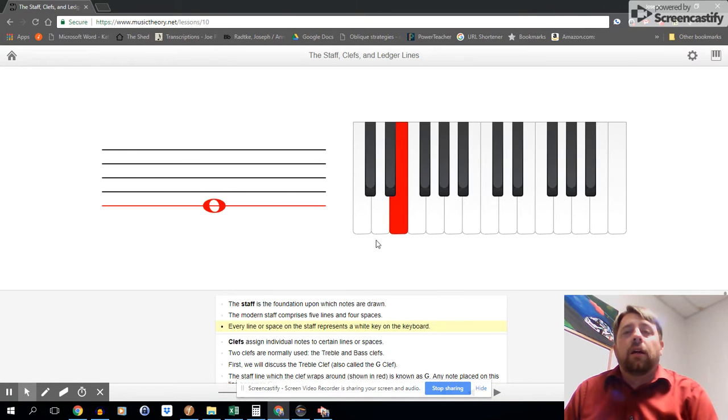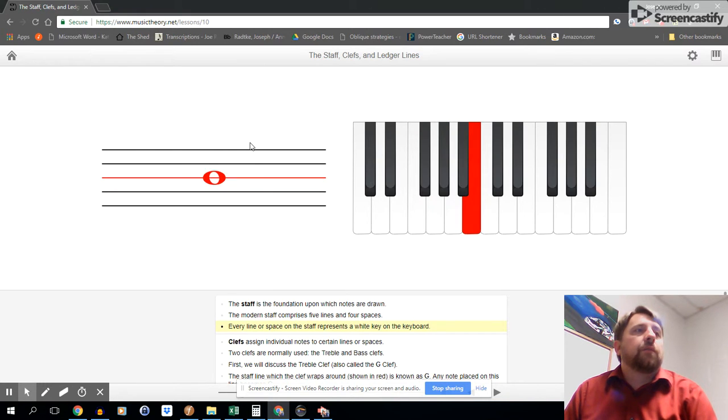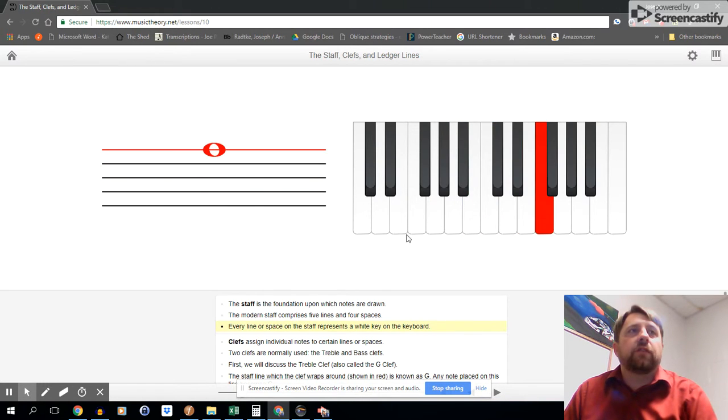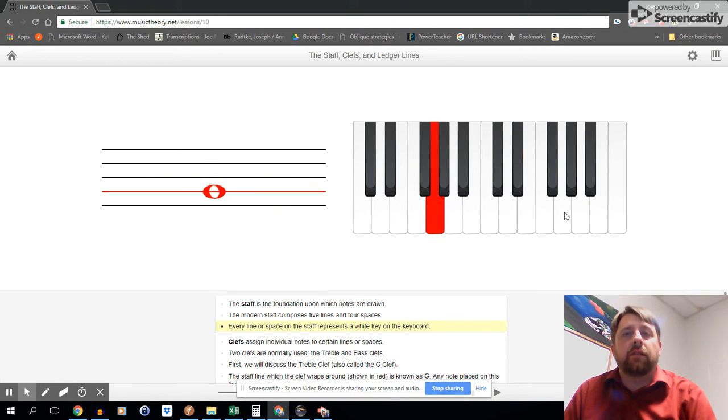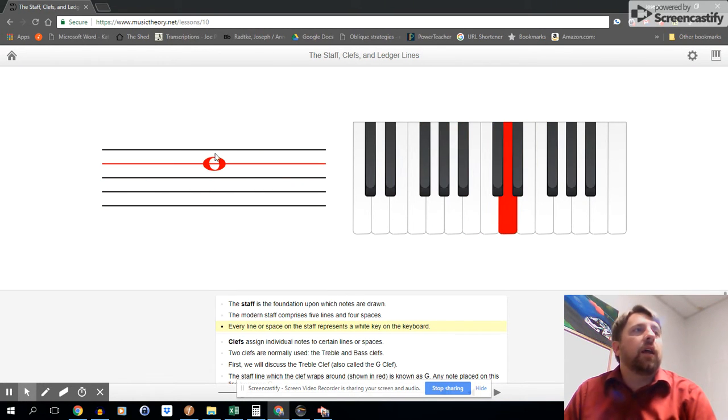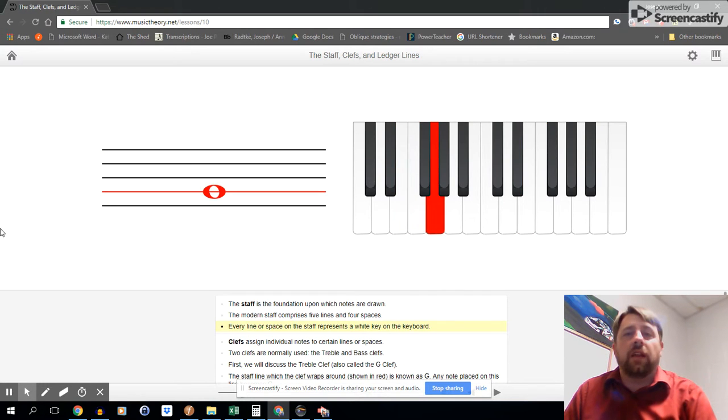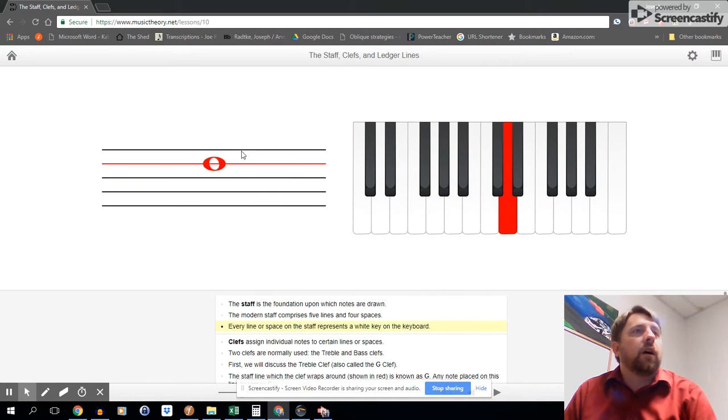Okay. The staff, every line or space corresponds to a note on the piano. So you can see as the notes get higher, they go to the right on the piano. And as the notes go lower, they would go to the left on the piano. So you can kind of watch it here for a second.